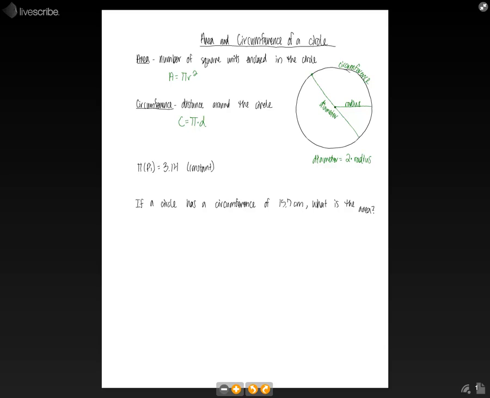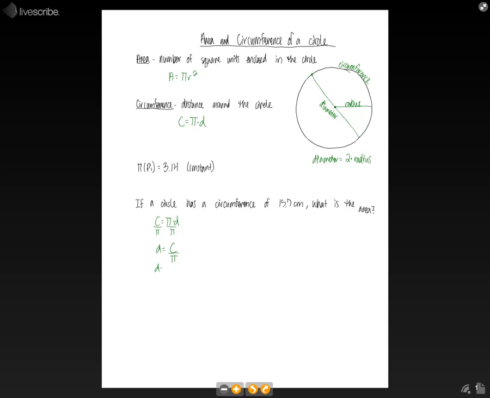If we look at an example using these equations, we have a circle that has a circumference of 15.7 centimeters, and we want to find what the area is. We start off with our circumference equation, which is pi times diameter, and we're given the circumference. We know what pi is because it's a constant, so we're going to rearrange this equation to solve for the diameter. We divide both sides by pi, so the diameter is equal to the circumference divided by pi.